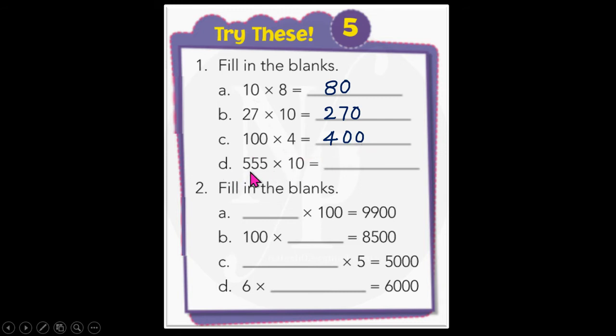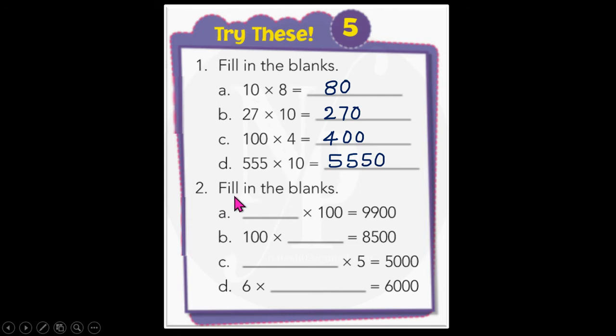Coming to D, we have 555 into 10. How do we multiply this? We rewrite 555 and write 1 0 to the right of this number. The product is 5550. That is 555 into 10 is equal to 5550.